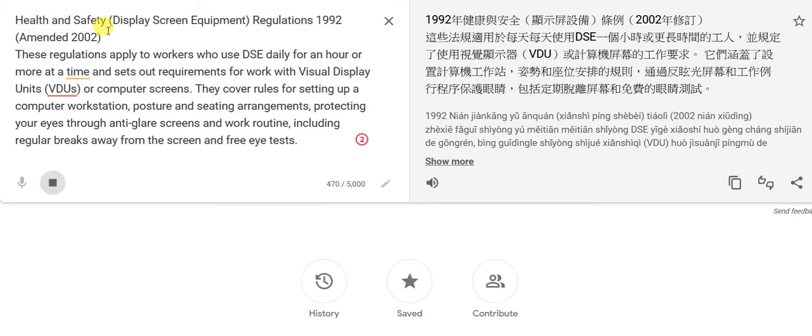Health and Safety (Display Screen Equipment) Regulations 1992, amended 2002. These regulations apply to workers who use DSE daily for an hour or more at a time and set out requirements for work with visual display units, VDUs, or computer screens. They cover rules for setting up a computer workstation, posture and seating arrangements, protecting your eyes through anti-glare screens and work routine, including regular breaks away from the screen and free eye tests.